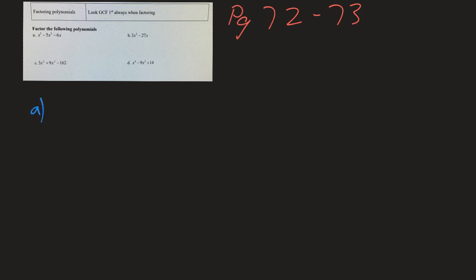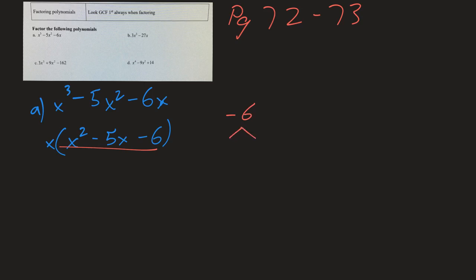So for example, A, x cubed minus 5x squared minus 6x. All of these have an x in them. So we pull out that x: x squared minus 5x minus 6. And now this piece that's in the parentheses is something that we know how to factor. Okay, remember negative 6, the numbers multiply to negative 6, but they add up to negative 5. So negative 6 and 1. So we bring down our x outside, x minus 6, and we've got x plus 1.